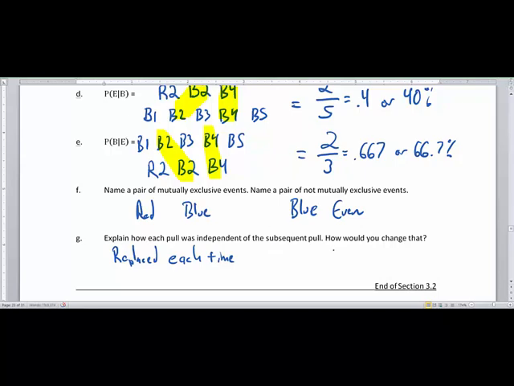Now, how could we change that? We could keep cards out. So as we pulled a card out, we could just keep it out so it couldn't be picked again. And that hopefully has done a little bit to clear up the misconception of independence and mutually exclusive events.